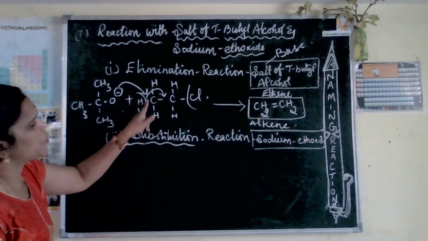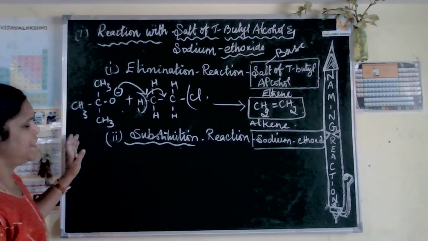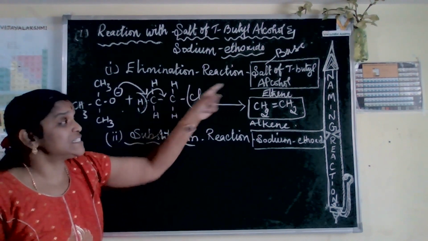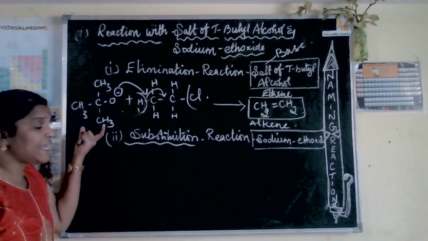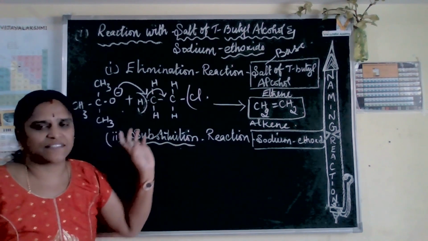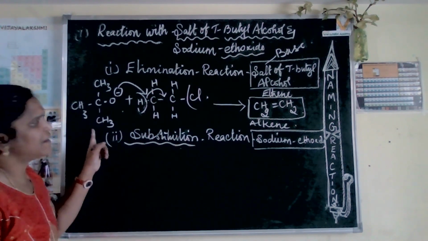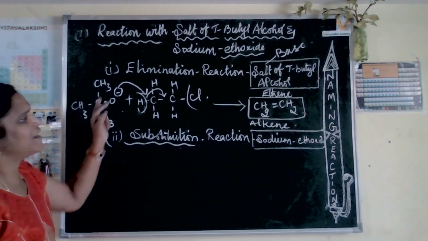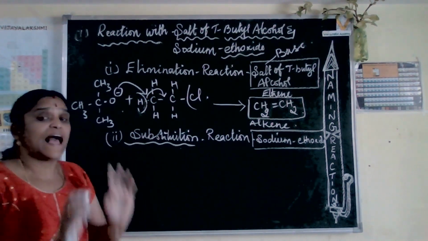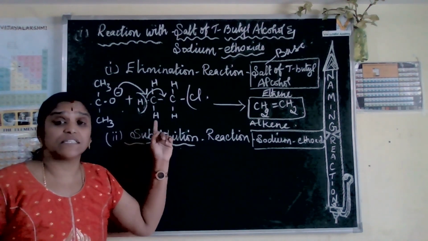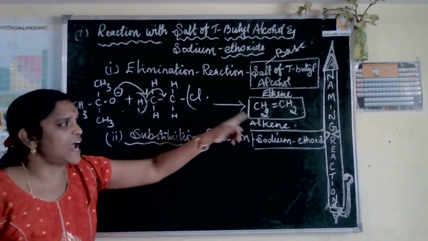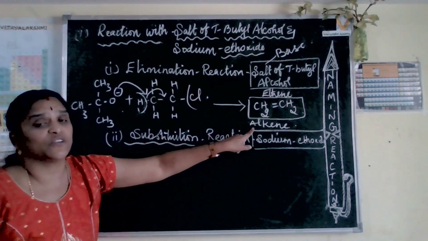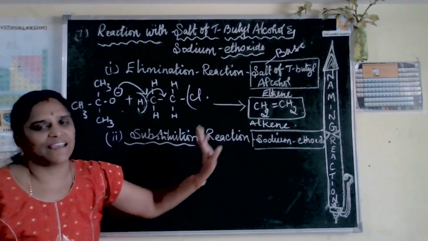So the bond is broken, then you are getting a double bond. Here, mainly I wanted to mention the elimination reaction. Because of this bulkier group, it acts as a base. That is the main reason. Why is it coming under an elimination reaction? Because this salt of T-butyl alcohol acts as a base. Why? Because it is a bulkier group. That is the reason. And a bulkier group, a base, means it comes under an elimination reaction. What is the product? You are getting an alkene as the product.